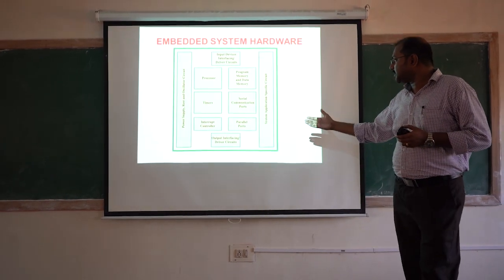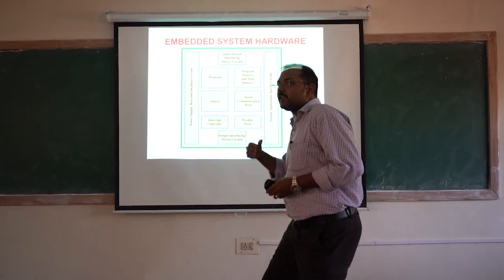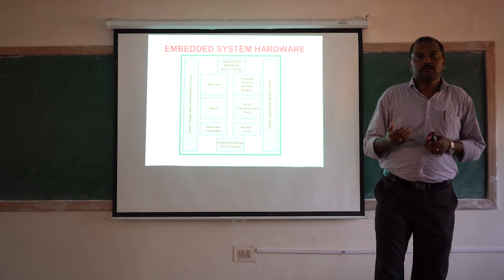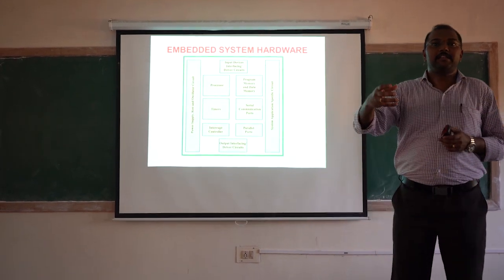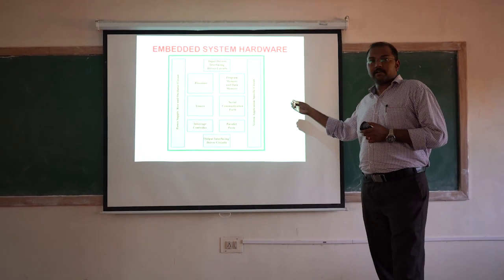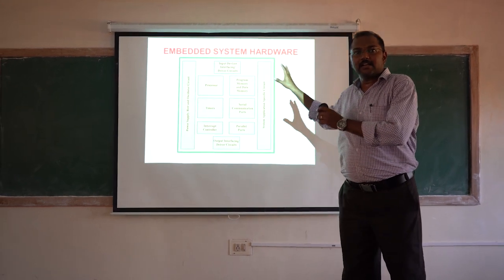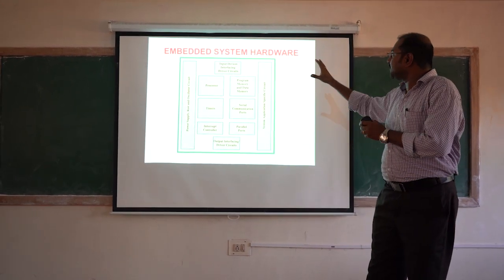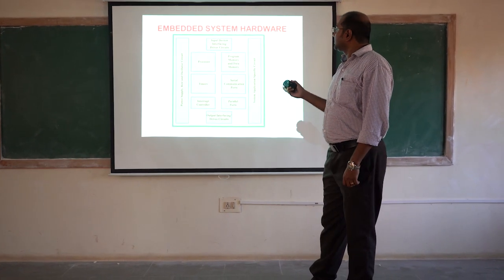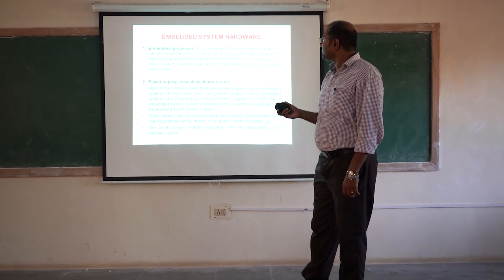The last one will be the output interfacing. Under output interfacing, mainly we are going to monitor on screens, the display devices. These are considered output devices. So these are some of the general components present under embedded system hardware. We are going to discuss each and every module briefly.